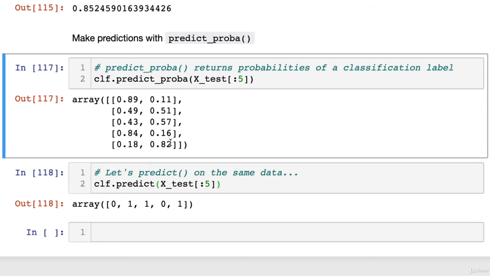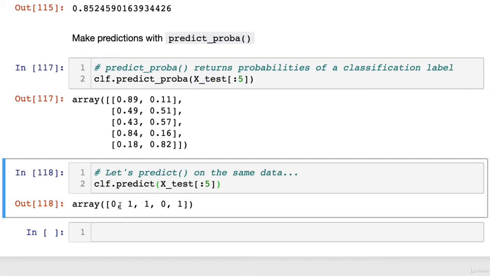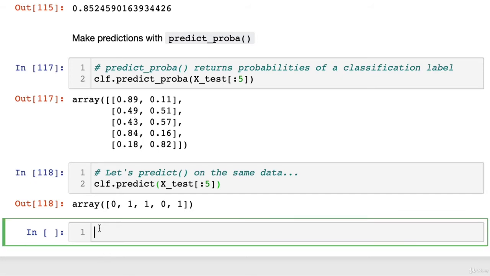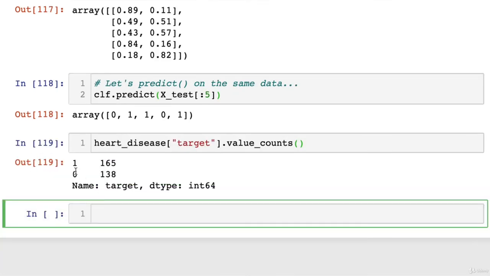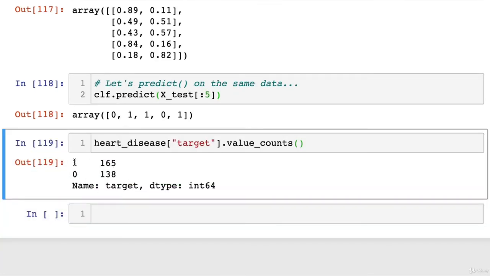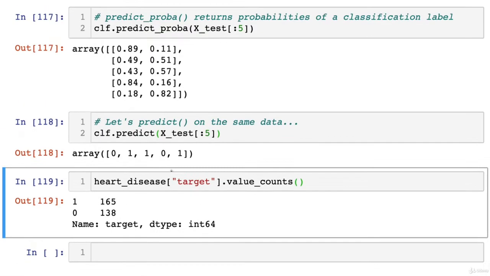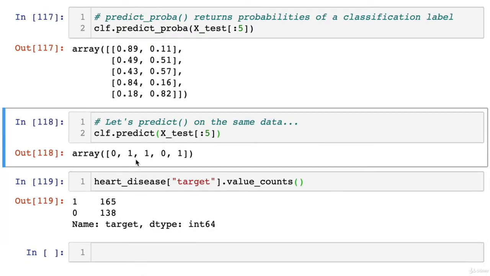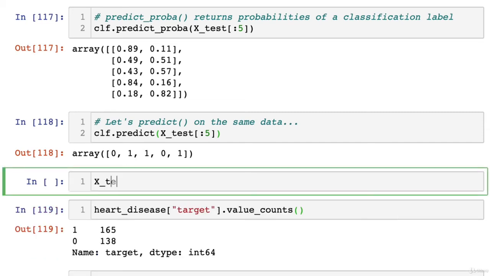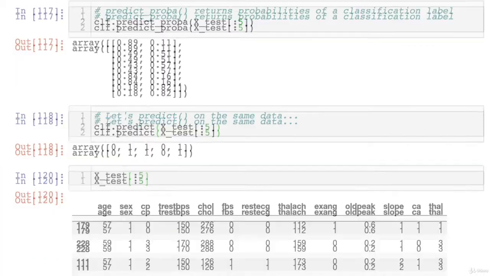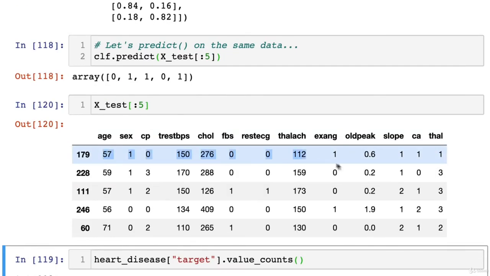So what this is doing is making predictions on the same data, but instead of just returning the label, it's returning the probability of that label being true. So remember our labels are 0 and 1. If we go here, heart disease, target, and we want value counts, we've got 1 for heart disease and 0 for not heart disease. So what predict proba is doing is saying, hey, I'm looking at the first 5 rows of X test.